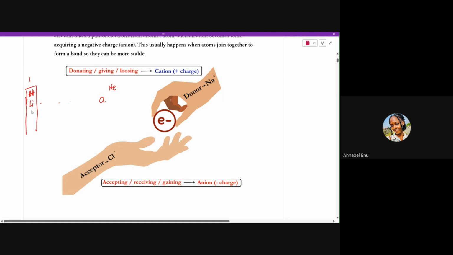Okay. We also have sodium in group 1, and we also have potassium. And then in group 2, we have beryllium, boron in group 3, carbon. There's 1, 2, 3, 4, 5, 6, 7, and 8.